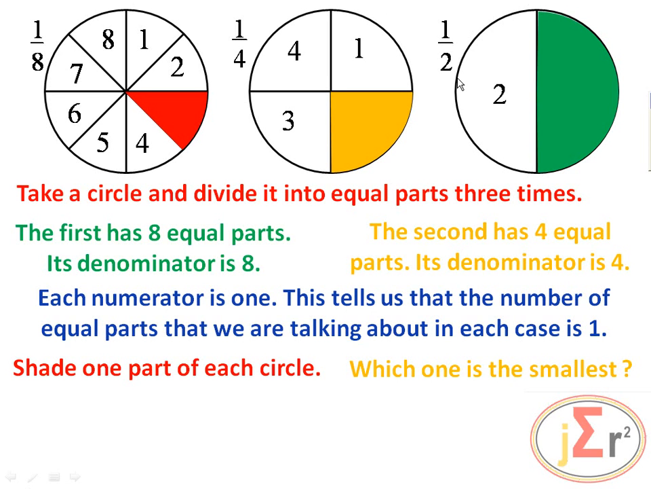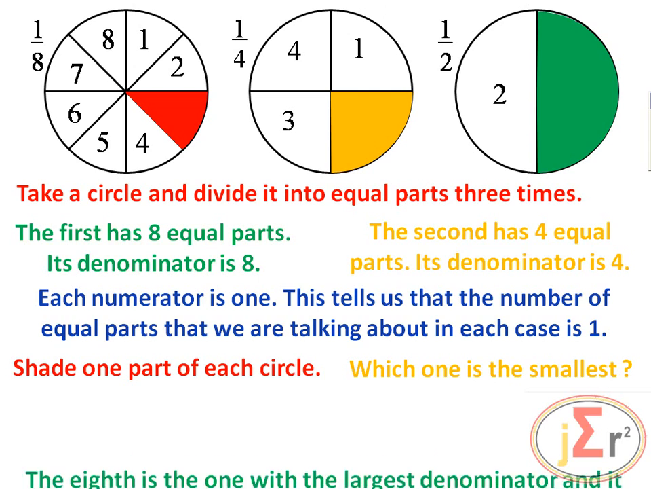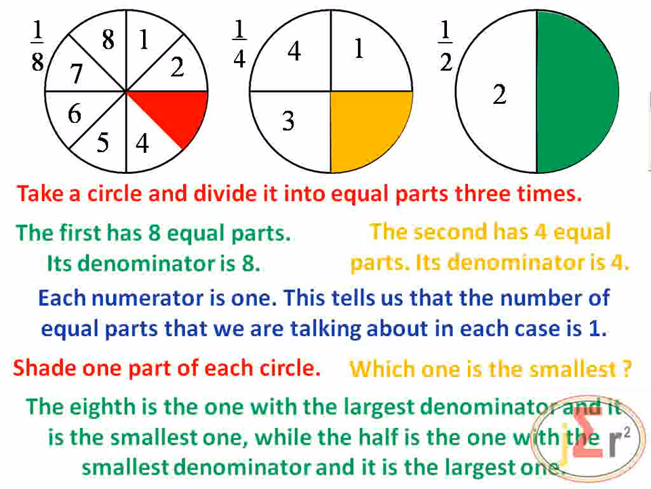Right, so the largest shaded portion has the smallest denominator. And the smallest shaded portion has the largest denominator. Right. The 1/8 is the one with the largest denominator, and it is the smallest one, while the half is the one with the smallest denominator, and it is the largest one.